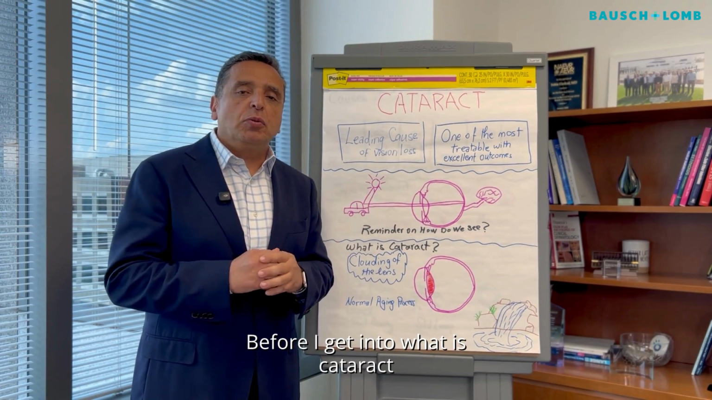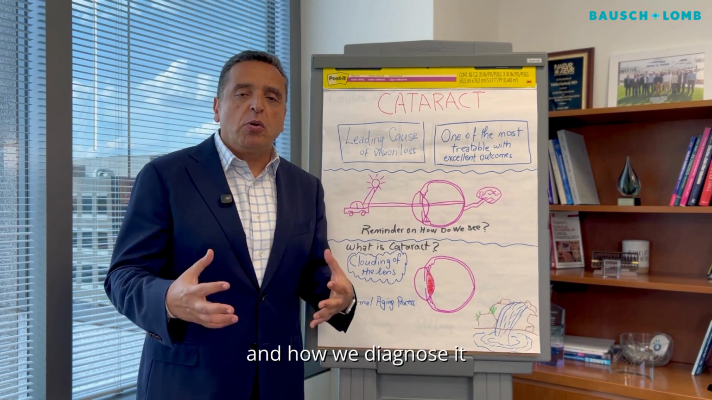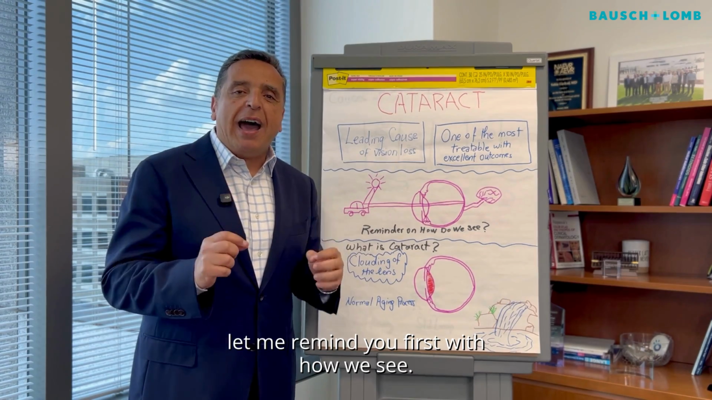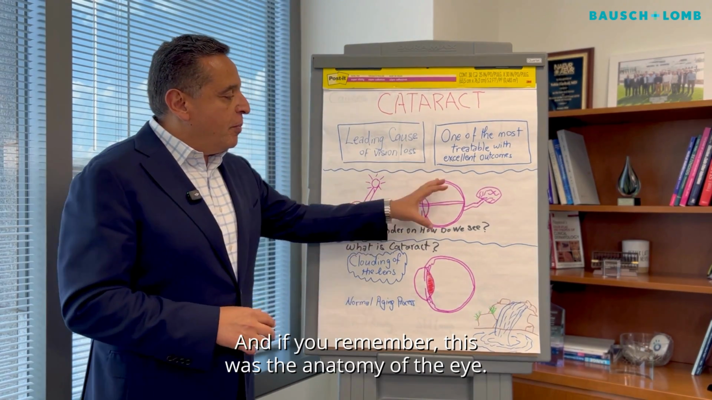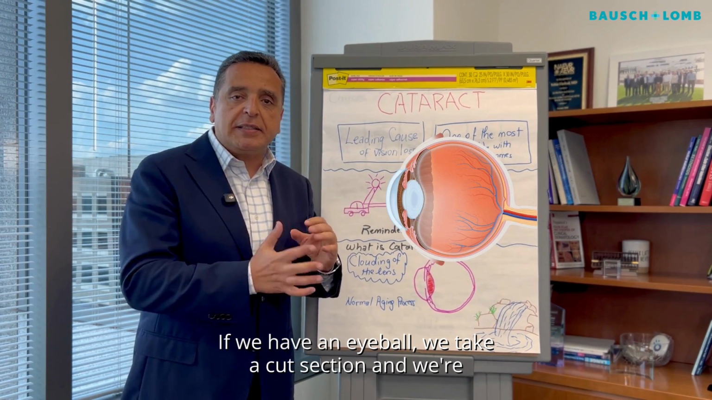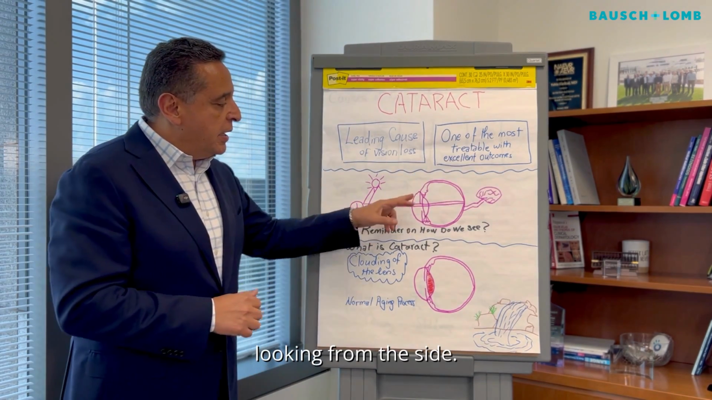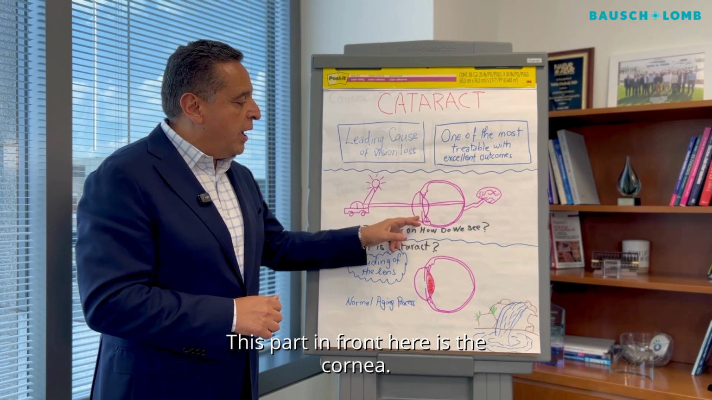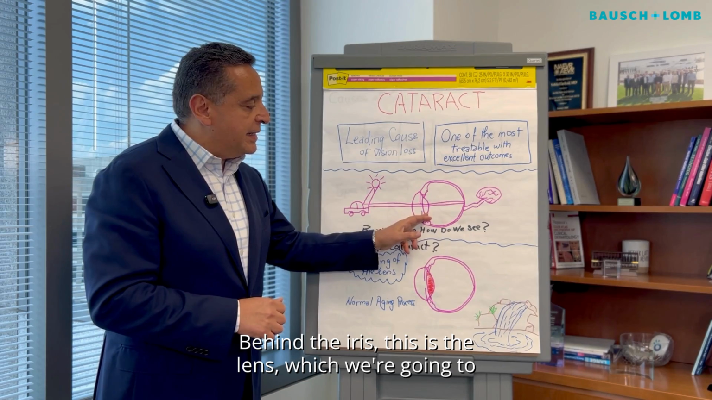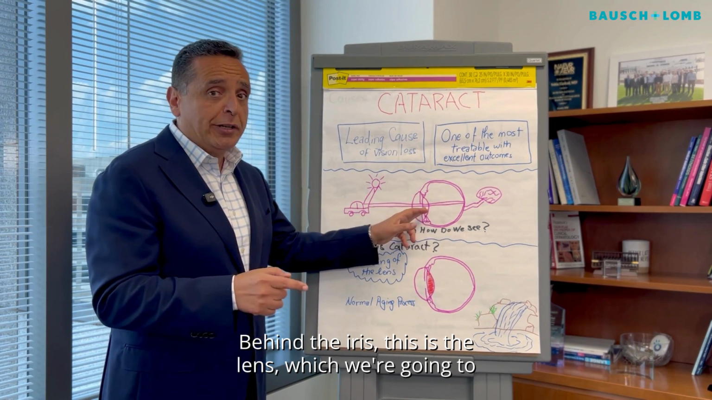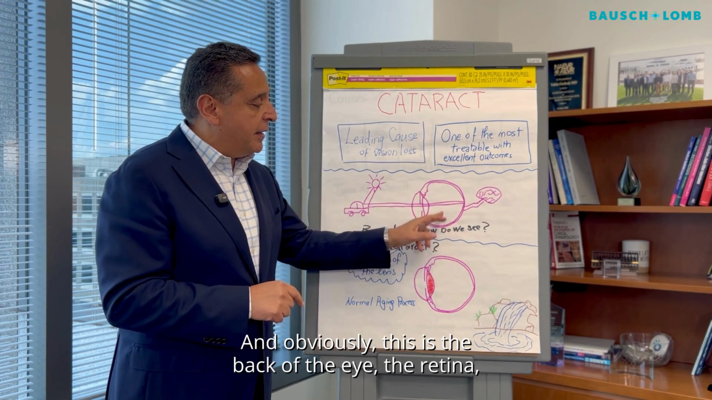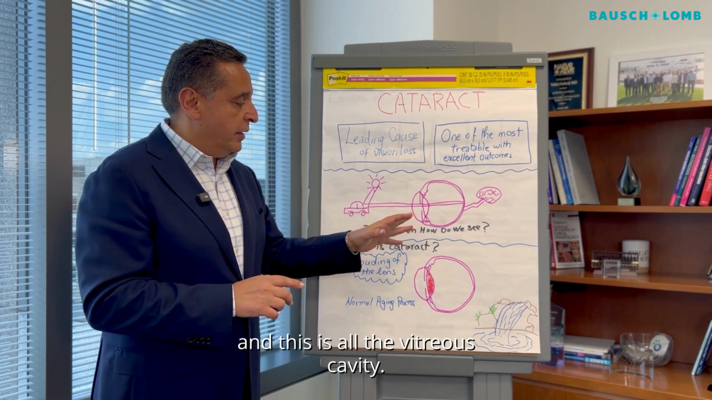Before I get into what cataract is, how we diagnose it, and how we treat it, let me first remind you of how we see. If you remember, this was the anatomy of the eye. If we have an eyeball and take a cut section, looking from the side, this part in front is the cornea. These two lines are the iris. Behind the iris is the lens, which we're going to focus on today. And this is the back of the eye, the retina, and this is all the vitreous cavity.